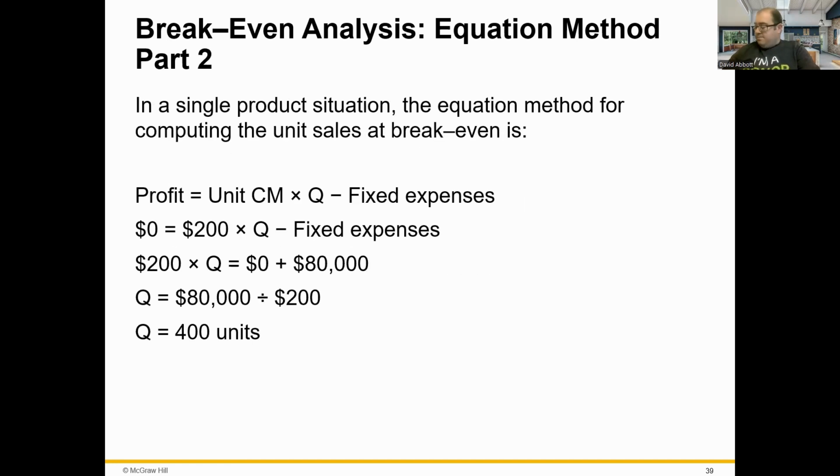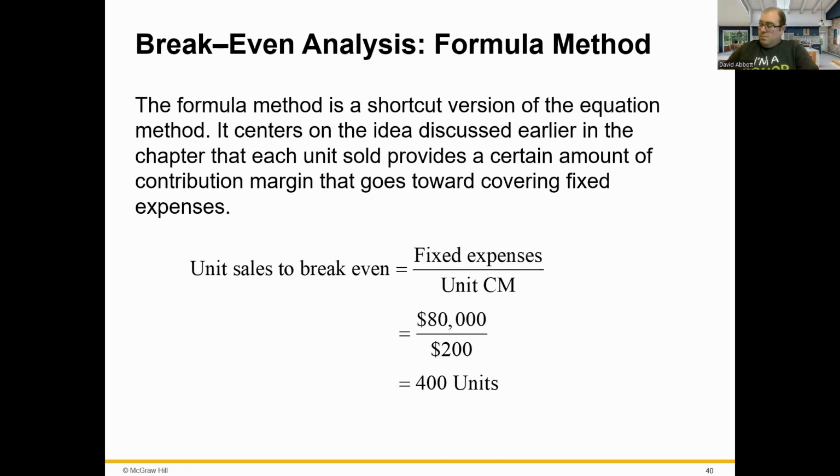And we can do that as follows. So if we know our profit is 0, we know our unit contribution margin is 200, and we know what our fixed expenses are, which is 80,000. So we're trying to solve for Q. If we take 80,000 divided by the 200, then we get that we have to have 400 units. So the formula method can also be used to determine that 400 bikes must be sold at break even.